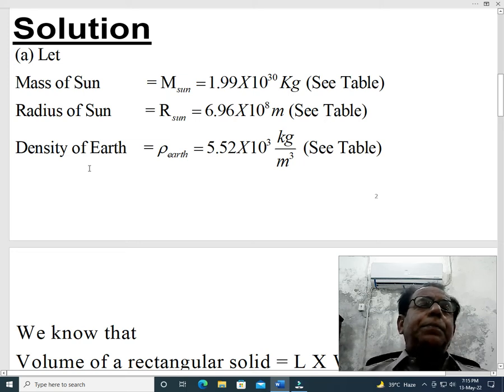Similarly, density of earth is equal to rho earth, where earth is written as a subscript of rho, is equal to 5.52 into 10 raised to the power 3 kilogram per meter cube. See table, we have already seen this table. So dear students, we have taken all these three values from the table which we have shown a little earlier.